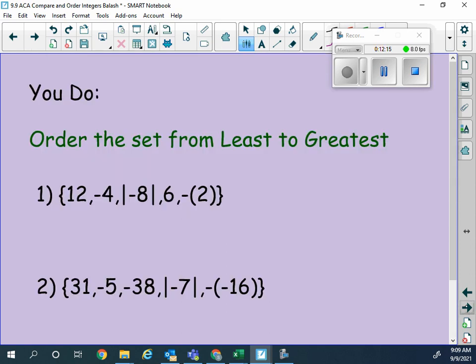So, we want you to order these from least to greatest. These are called brackets. They're just to put the set of numbers together. Okay? So, you might want to write these down: 12, -4, absolute value of -8, 6, and then -2.